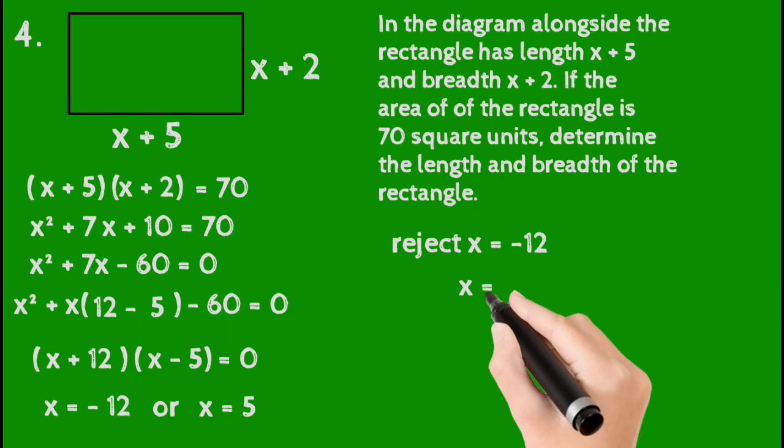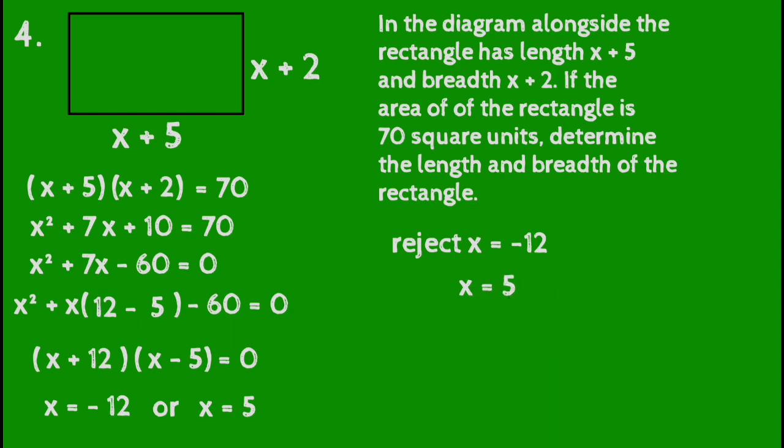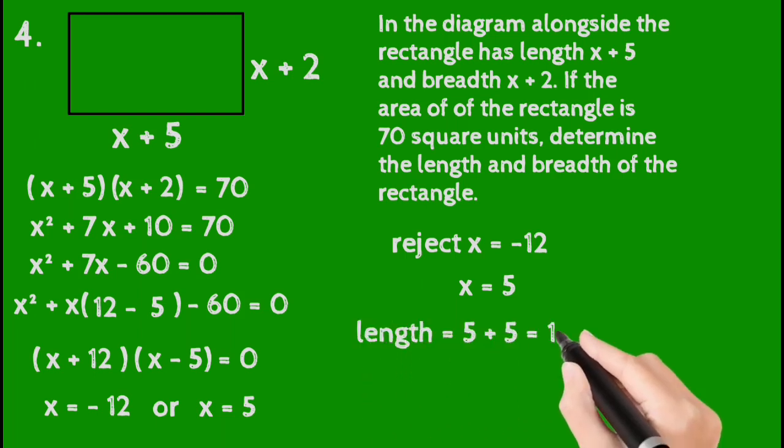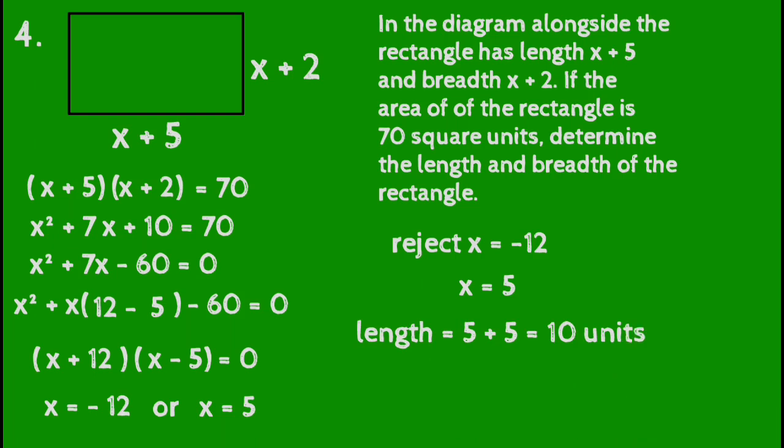So now we can get the length of this rectangle. It's going to be 5 plus 5, 10 units. And the breadth of this rectangle is going to be 5 plus 2, 7 units.